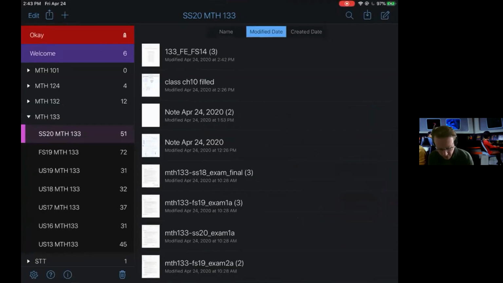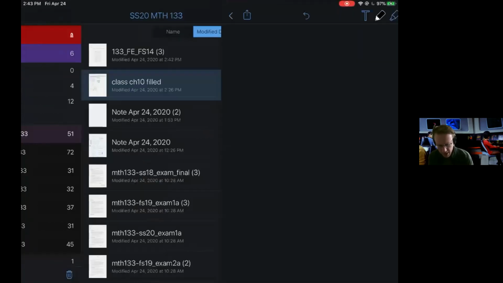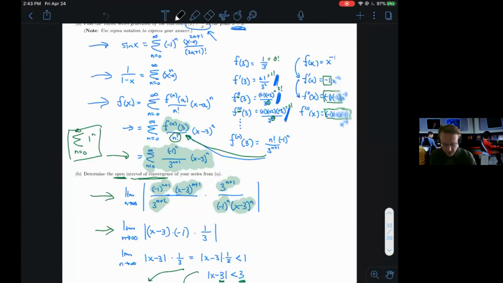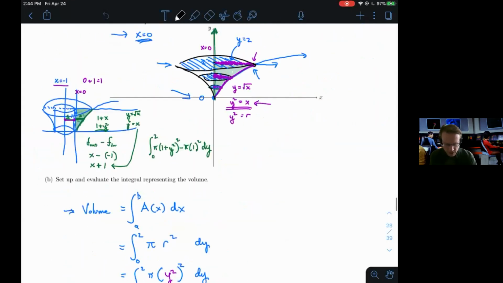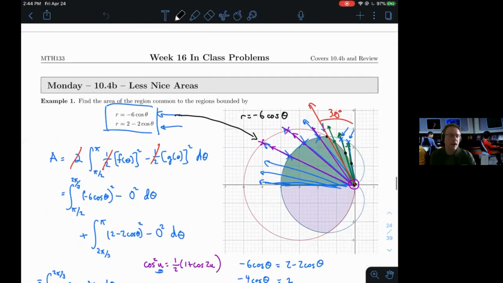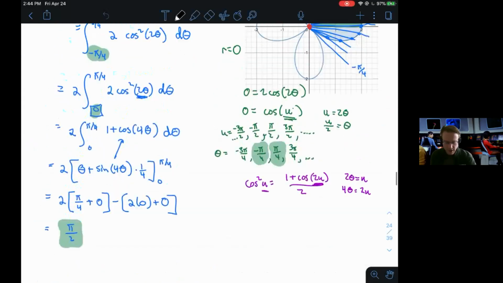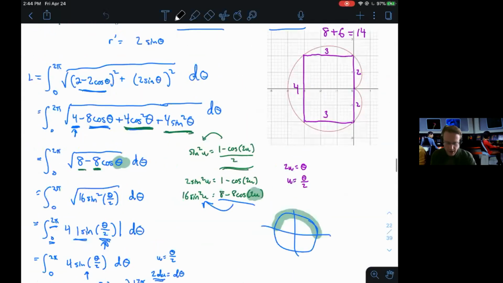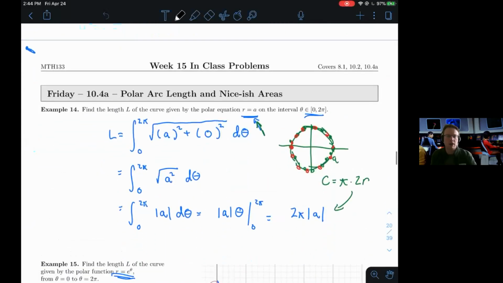For the in-class filled notes, this would be chapter 10 stuff that we did in class. I think this is the first day of 10.4. Remember, I did things a bit out of order. I had one day dedicated to less nice areas, and then one day dedicated to polar arc length and nice-ish areas, so not yet full strength.